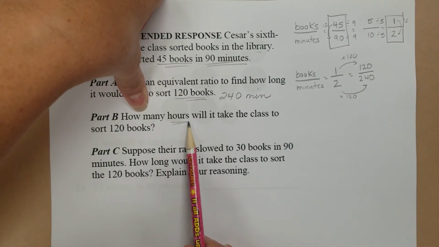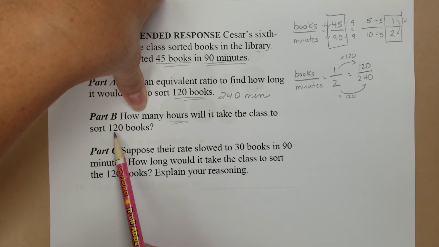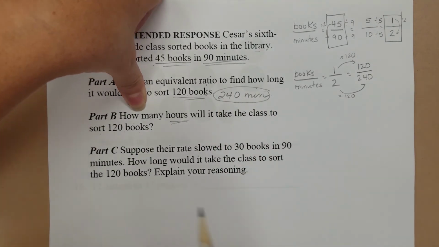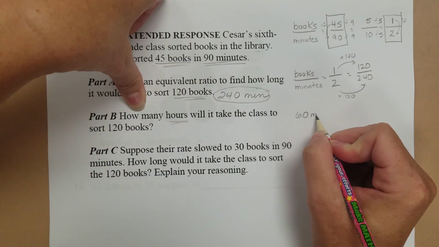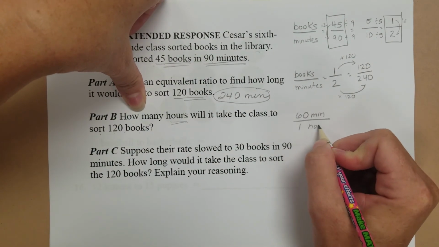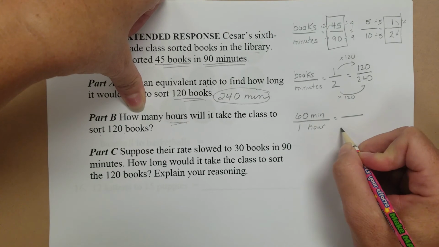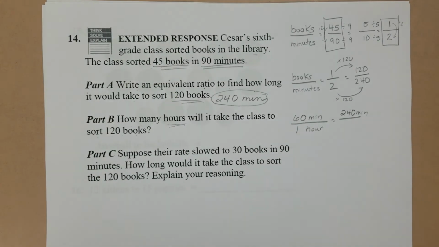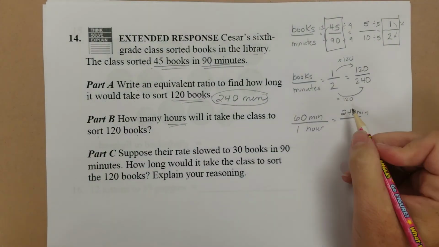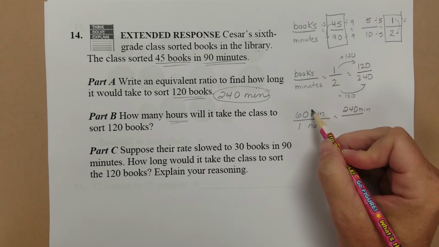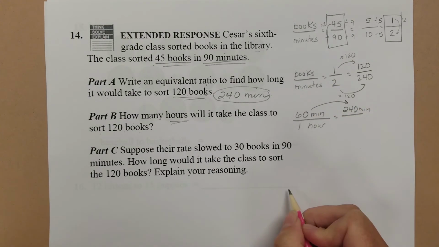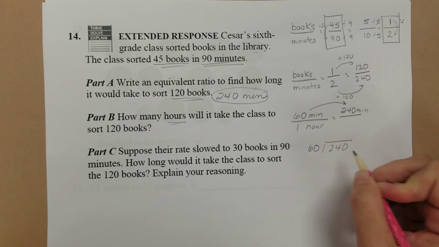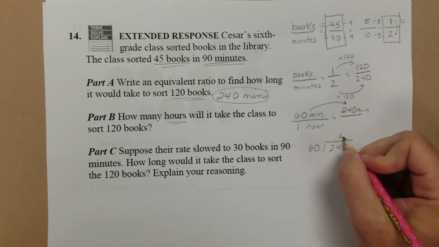How many hours will it take the class to sort 120 books? Well, we know it takes 240 minutes. So there are 60 minutes in 1 hour. So how many hours do I have for 240 minutes? So what you're going to end up having to do is figure out how do I get from 60 to 240, and you can do that by dividing. So we're going to do 240 divided by 60, okay? And that will be 4.